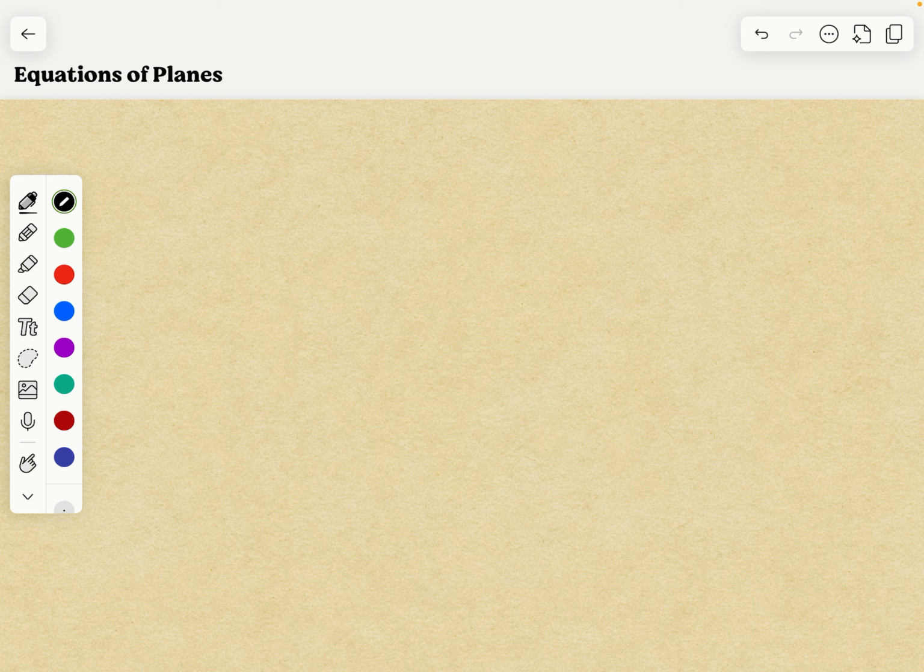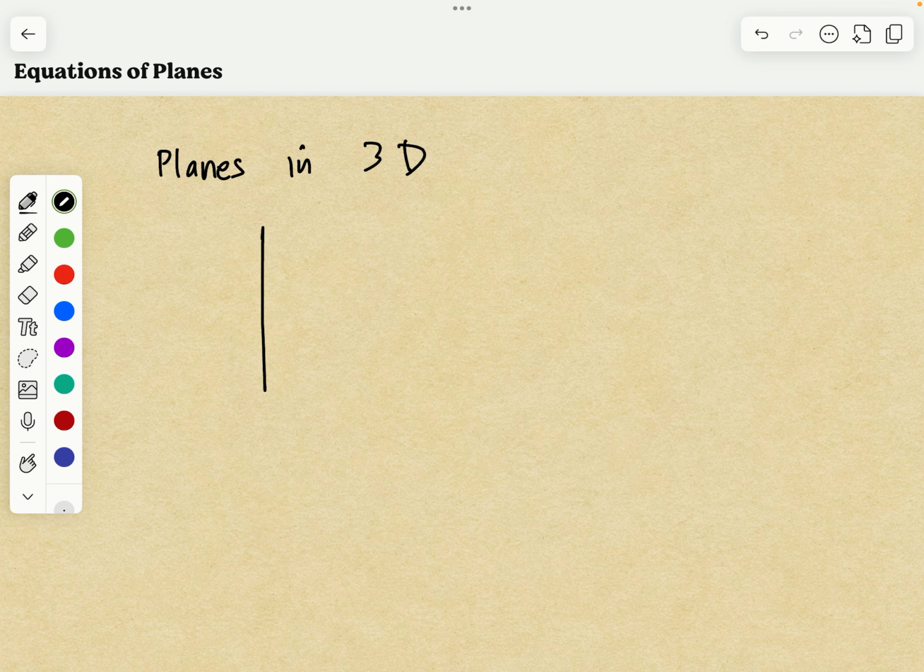This video is about equations of planes. So we're in the context of 3 dimensions, right? So we have planes in 3-dimensional space. How do we describe a plane in 3-dimensional space?